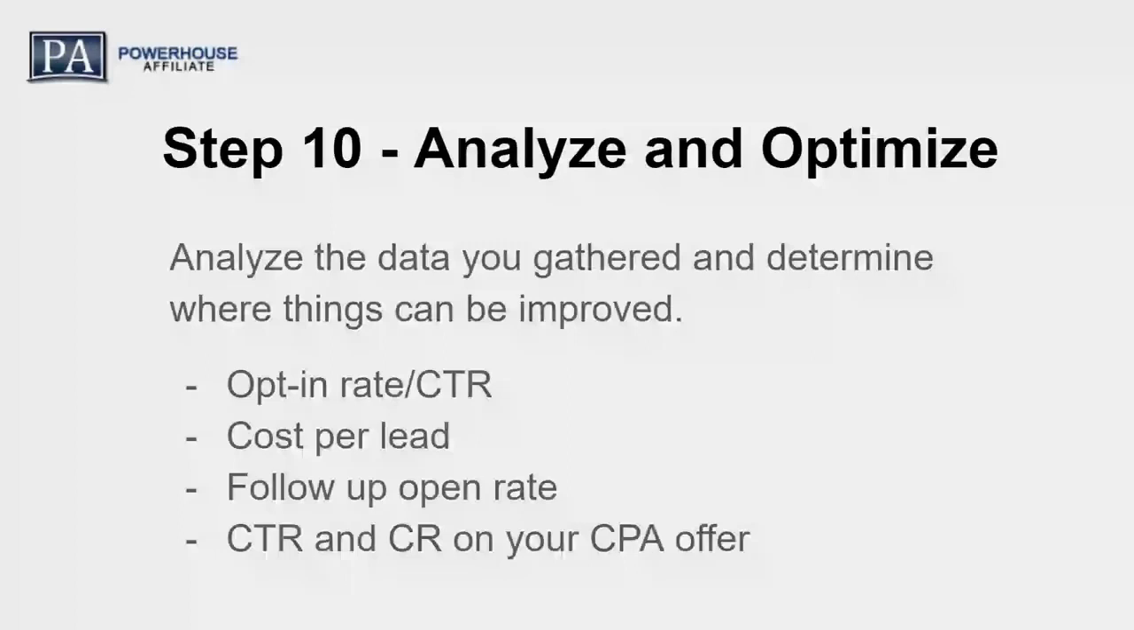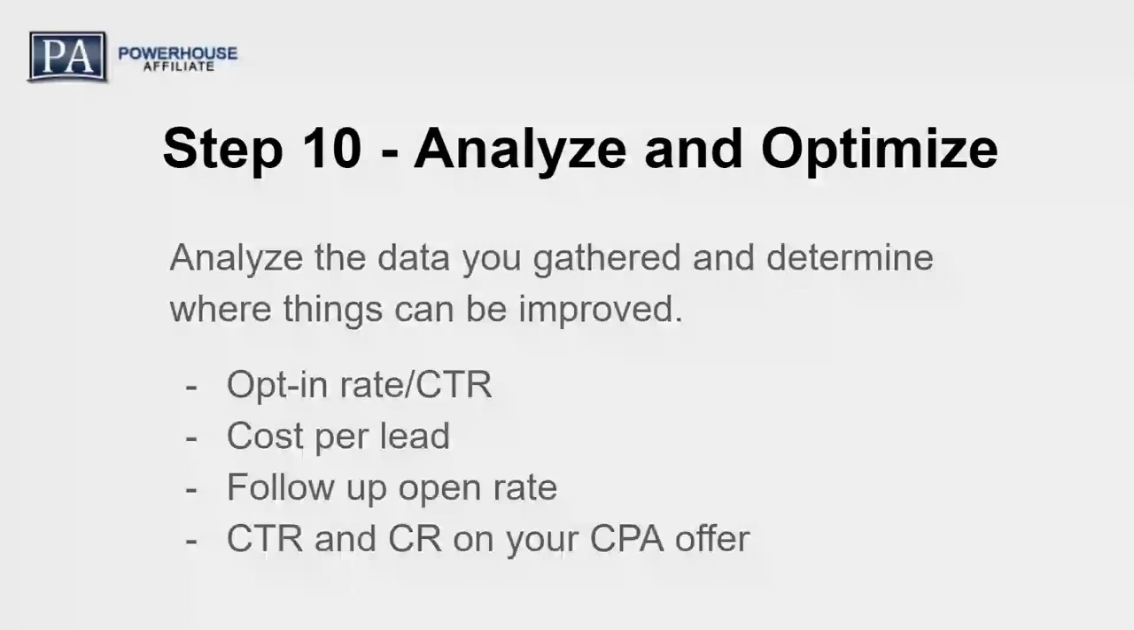So once you've gathered some data, you need to determine where things can be improved, like your opt-in rate or your click-through rate on your opt-in page, your cost per lead, your follow-up open rate, like I had shown you and Joey had mentioned, and the click-through rate and conversion rate on your CPA offer. So you really can't determine what you're going to do in this step until you've actually purchased some traffic, you've gotten them through your opt-in page, and they're actually going through your email sequence.